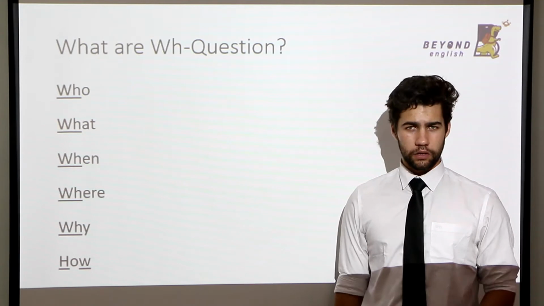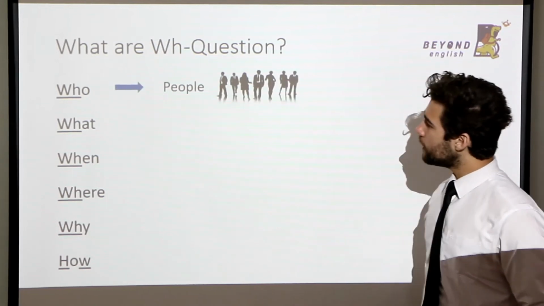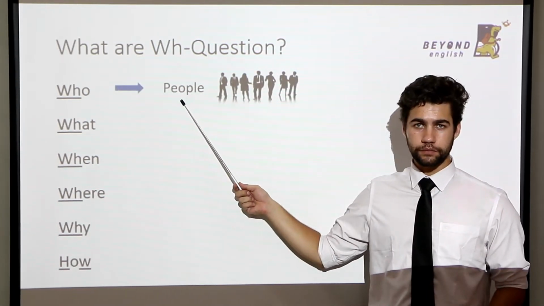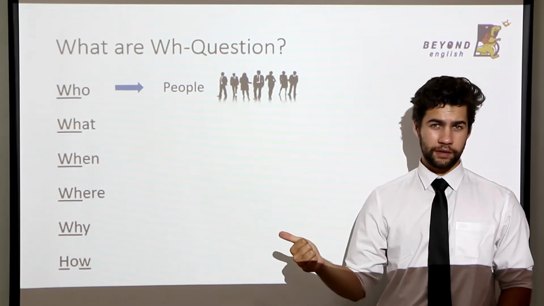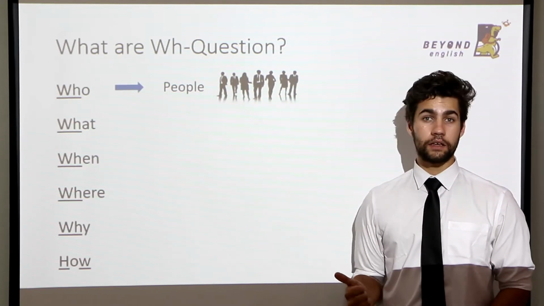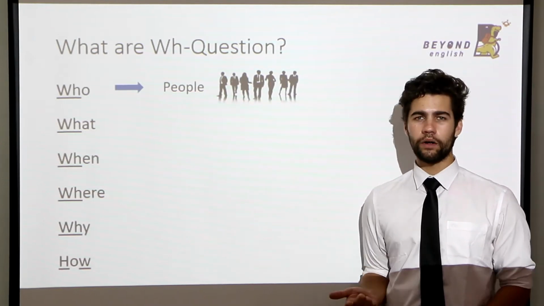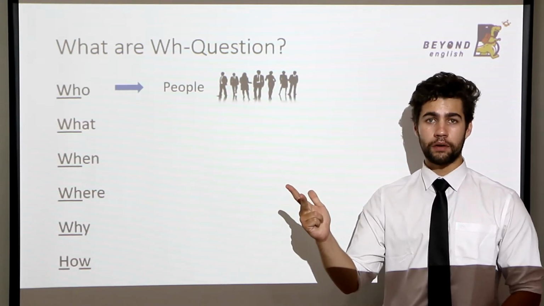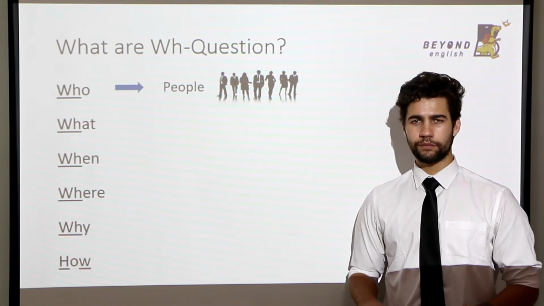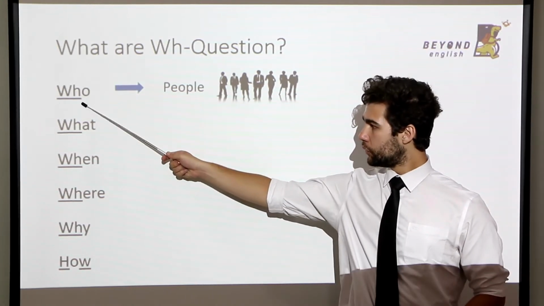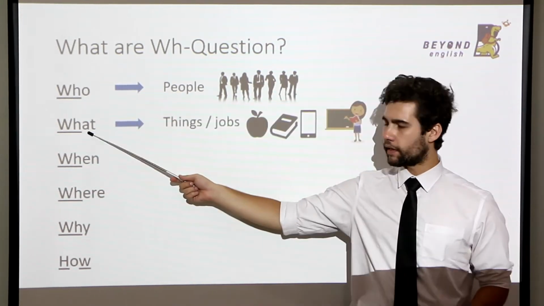Now, let's learn some more about them. When we use who, we always talk about people. So, it can be a name, or it can be a job, a teacher, a student, or it can be a relationship. My uncle, my aunt, my mother. Okay, so remember, who, people.